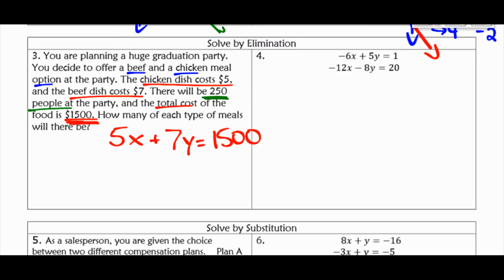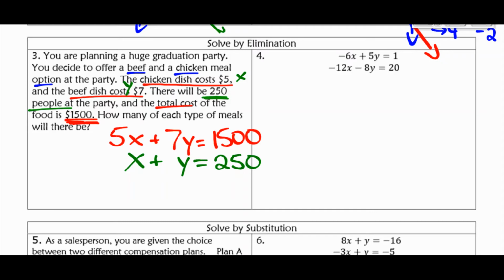is the total cost. The one I underlined in green actually tells us a whole separate equation. That 250 is all that we need, because we know that the chicken dishes plus the beef dishes, all of those together, is 250. Chicken plus the beef, we're calling chicken X here, and beef Y. Those together are going to feed these 250 people.